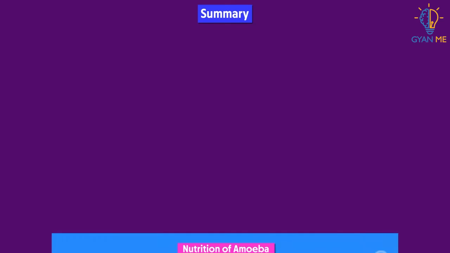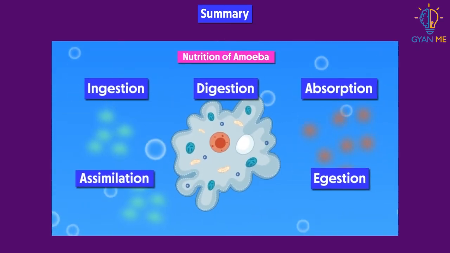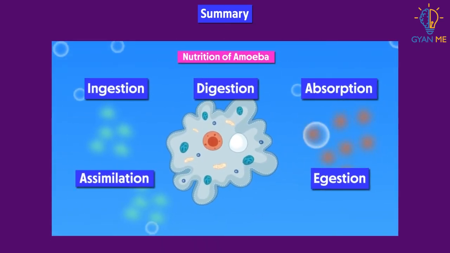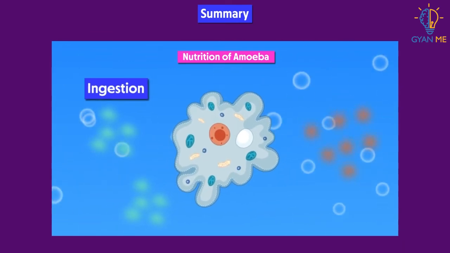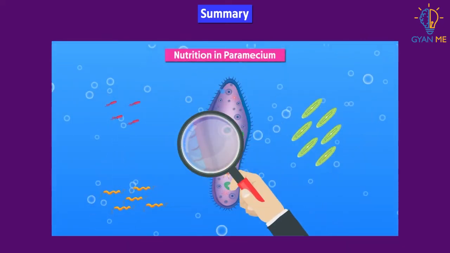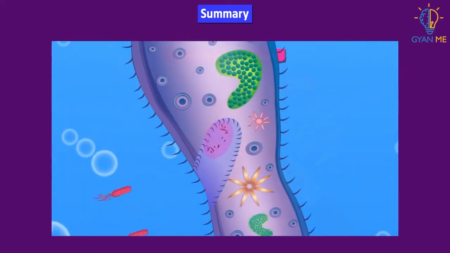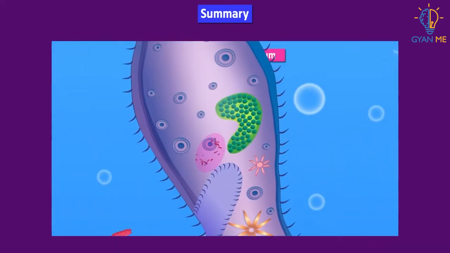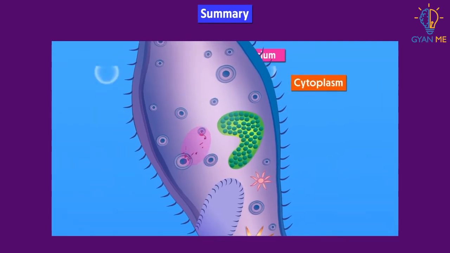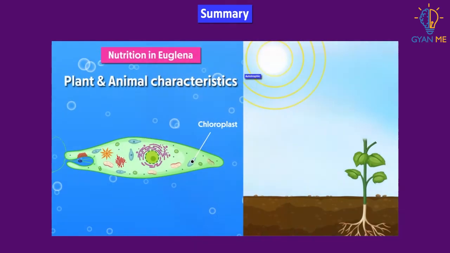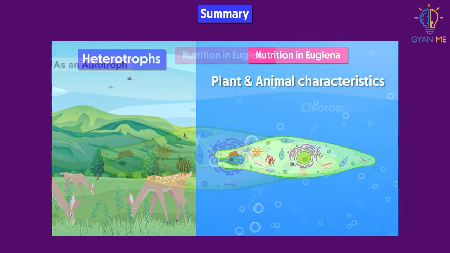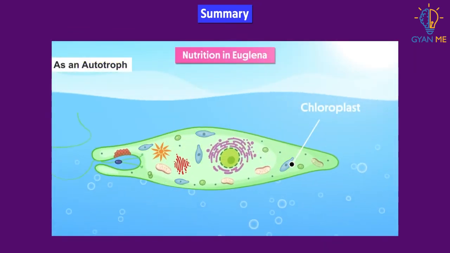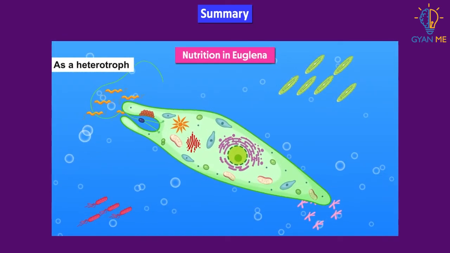We have learned that nutrition in amoeba includes ingestion, digestion, absorption, assimilation and egestion processes. We have also learned that paramecium has cilia which draw the food into the oral groove, and then all the processes like digestion, absorption, assimilation and egestion take place like in amoeba. Euglena has both plant and animal characteristics, so it can take nutrients either from photosynthesis or by eating small animals.